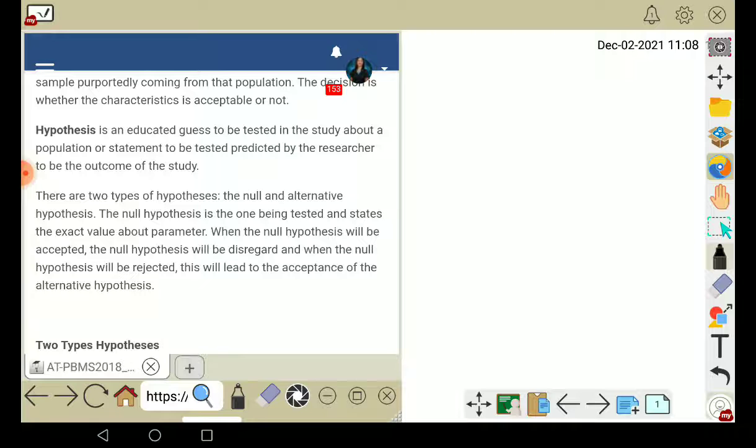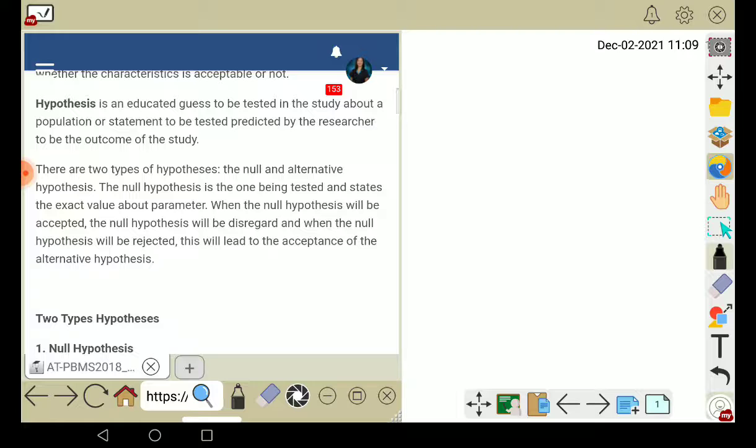So the null hypothesis is the one being tested and states the exact value about a parameter. When we say exact value of the parameter, it is the value that has already been computed. When the null hypothesis is accepted, the alternative will be disregarded. When the null hypothesis is rejected, this will lead to acceptance of the alternative.